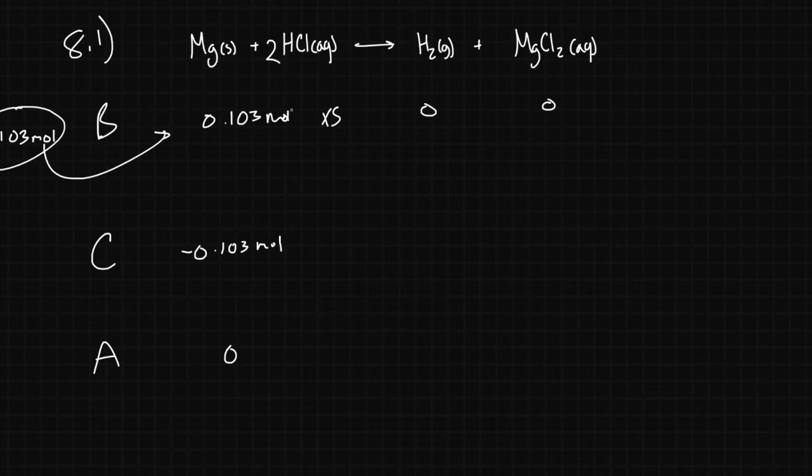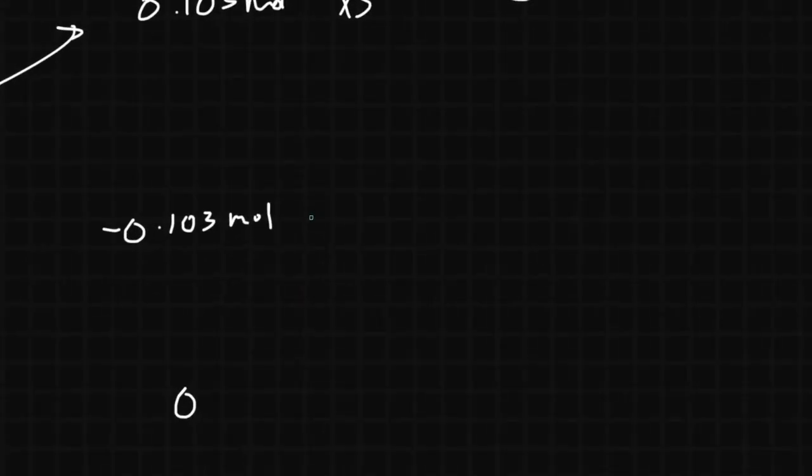Now looking up here, how much of everything else do we make? Well, let's see. 1 magnesium requires 2 HCl's. So it looks like I need twice as many HCl's. So that's what I'm going to put right here. We need twice as many HCl's. So instead of 0.103, I'm going to put 0.206.